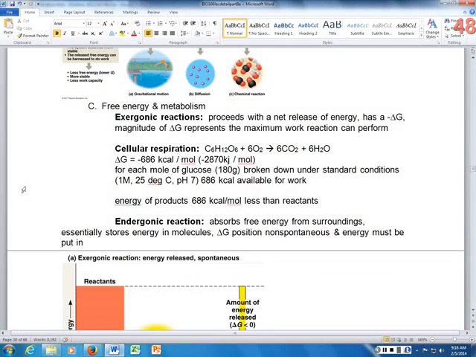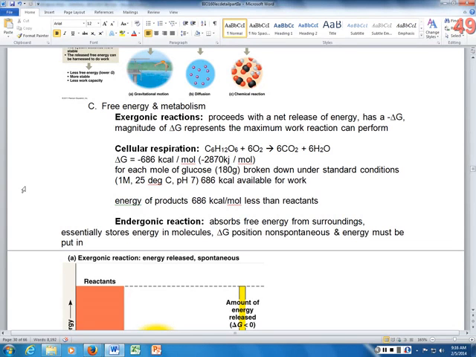So when we look at the free energy in metabolism, an exergonic reaction is one that's going to proceed with a net release of energy. It's going to release energy into the world, so it has a negative delta G. The magnitude of delta G represents the maximum amount of work that reaction can perform. There are things you can do to lower that. An endergonic reaction is one that absorbs free energy from the surroundings. You have to put energy into it, and so it will not be a spontaneous reaction. It will have a positive delta G.